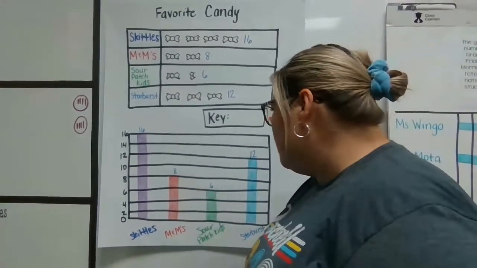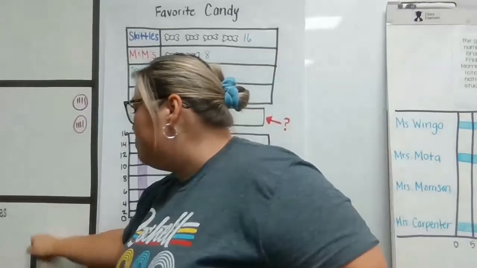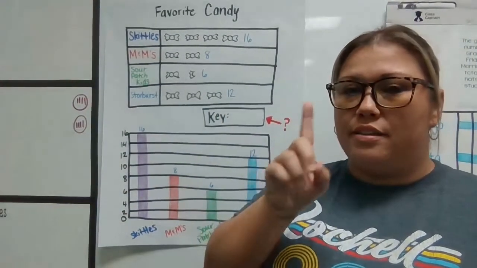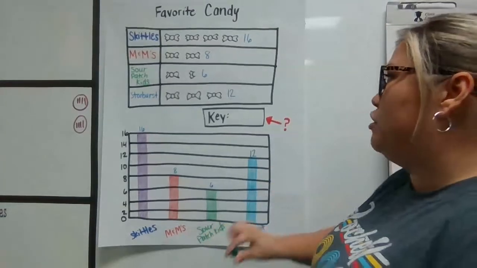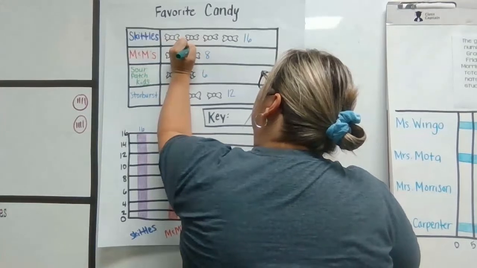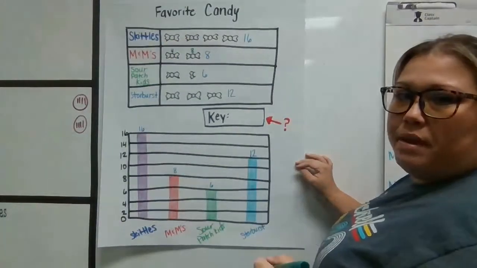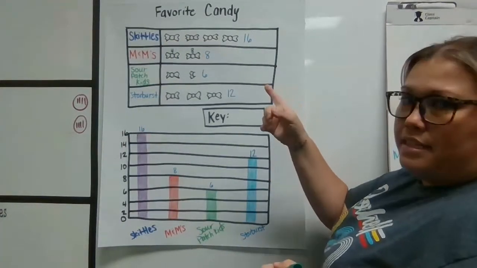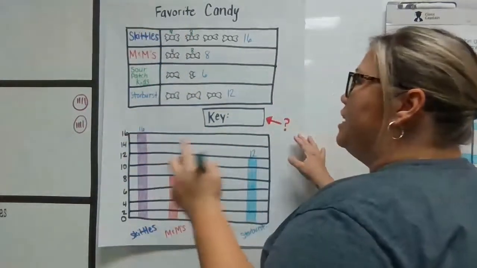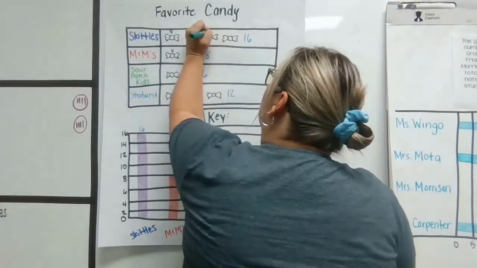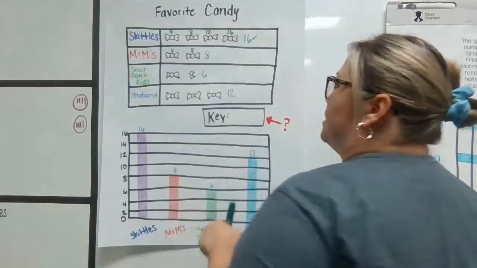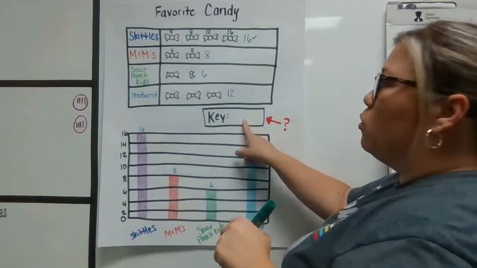To check my answer and make sure that 4 is my correct key, I don't want to say it's my key yet because all I did was determine one set of categories, one set of pictures. So what I want to do is say 4 and 8. I know I'm going to be skip counting by 4s. I'm going to try that on my Skittles. I'm going to say 4, 8, 12, 16. So this one also checks out if my key is 4 each.